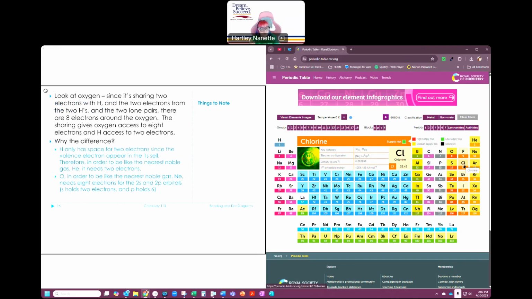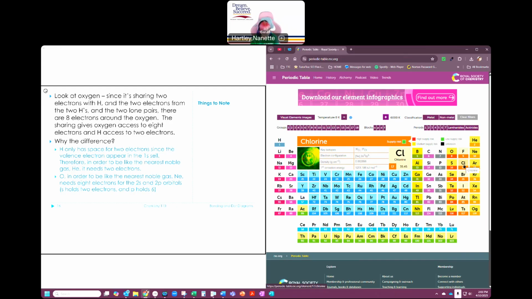Now, let's look at oxygen. Since it's sharing 2 electrons with H and 2 electrons for the 2 H's and the lone pairs, there are 8 electrons around that oxygen. Sharing gives oxygen access to 8 electrons, and H has access to 2 electrons.